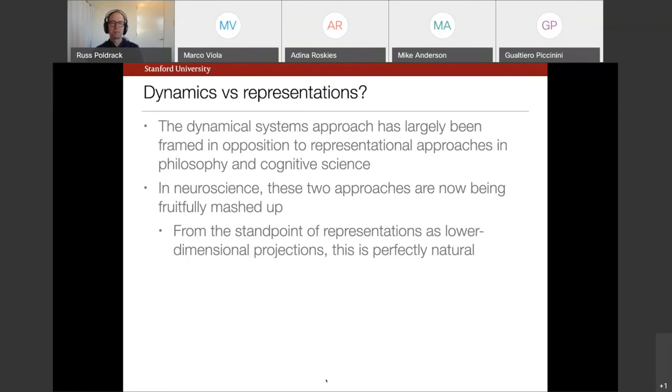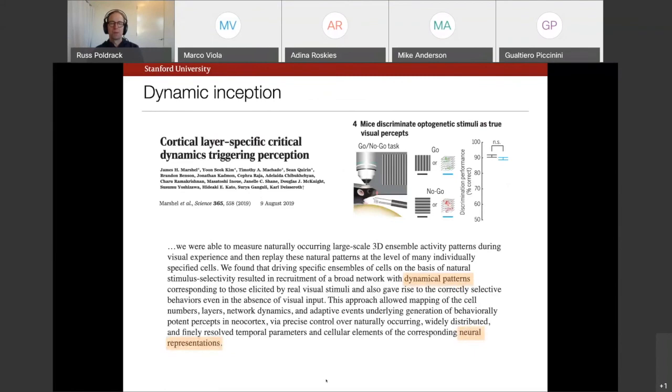And in fact, the inception work that I showed you earlier, what they actually did was not inducing activity just in specific neurons, but actually replaying dynamical patterns of activity in the visual cortex. And this is from the paper, right? Replaying these dynamical patterns, they say, gives you precise control over naturally occurring, widely distributed, and finely resolved temporal parameters and cellular elements of the corresponding neural representation.